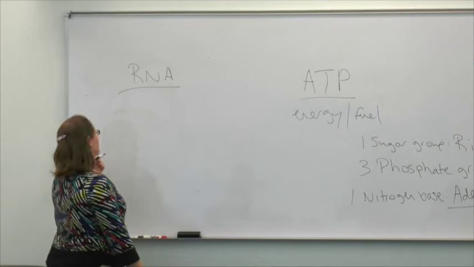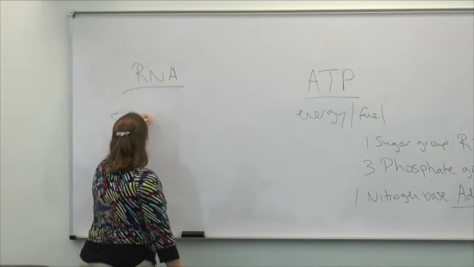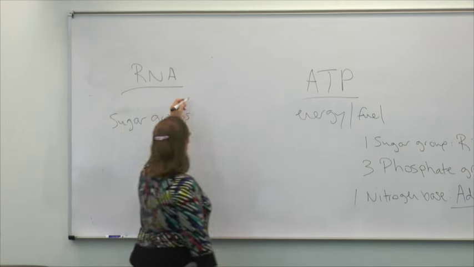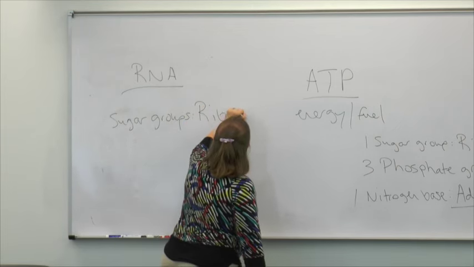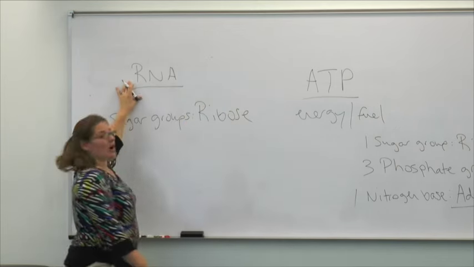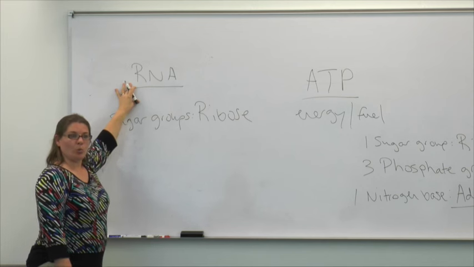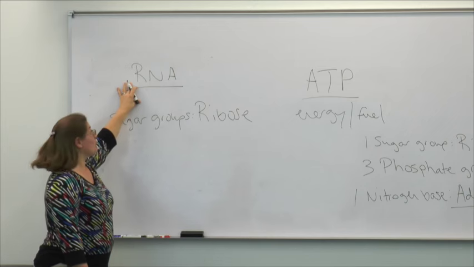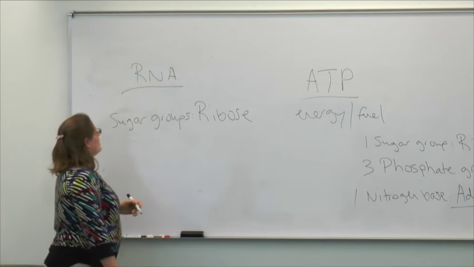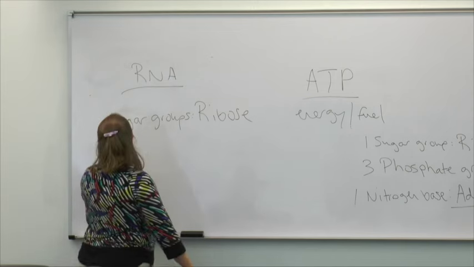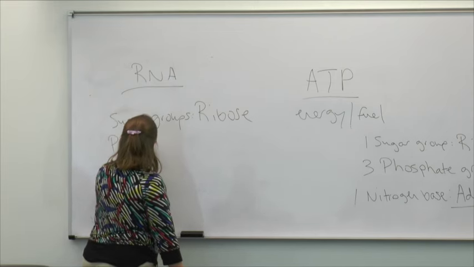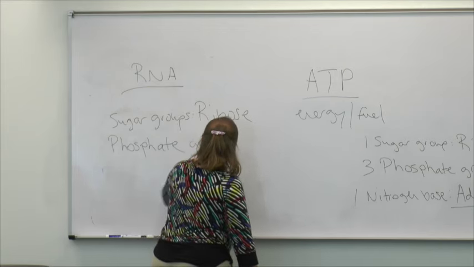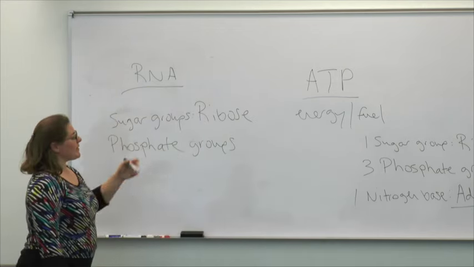So RNA structure is that it also has sugar groups. What is the sugar group in RNA? Ribose. Good. Same sugar that was in ATP. Okay? And that's because RNA stands for what? You guys know? Ribonucleic acid. Very good. Ribonucleic acid. Now, RNA also has phosphate groups, just like DNA does, and they repeat with the sugar groups along the sugar phosphate backbone.